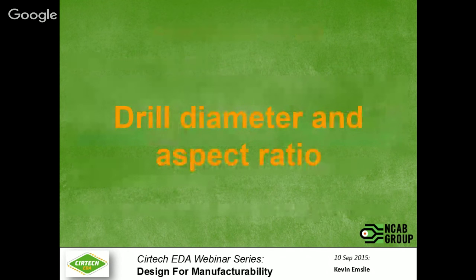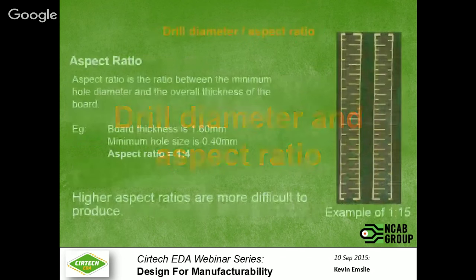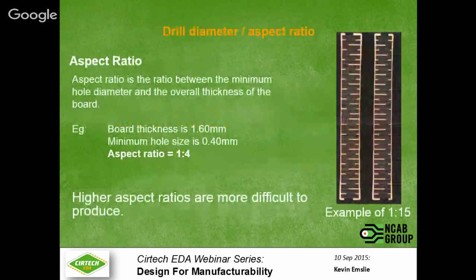Drill diameter and aspect ratios. Okay, aspect ratio by definition is the ratio between the minimum hole diameter and the overall thickness of the board. So as an example, if the board thickness is 1.6 millimeters, and the minimum hole size is 0.4 millimeters, then you have an aspect ratio of 1 to 4. So higher aspect ratios are more difficult to produce.